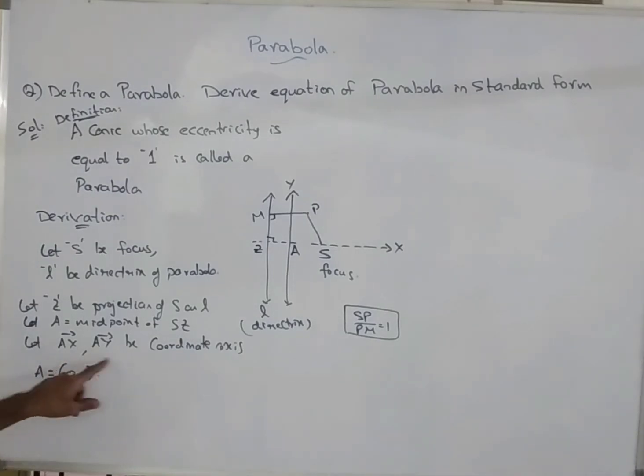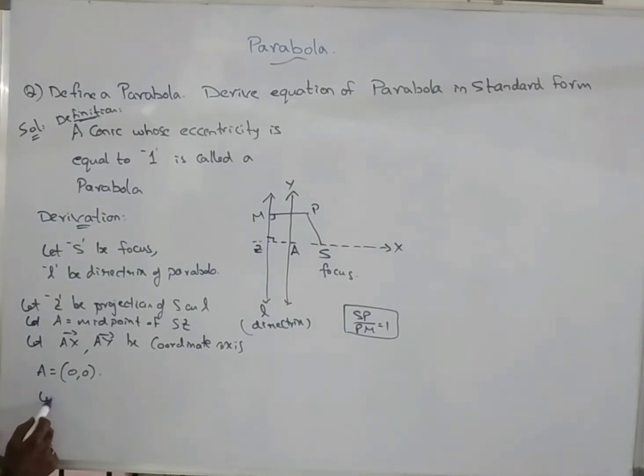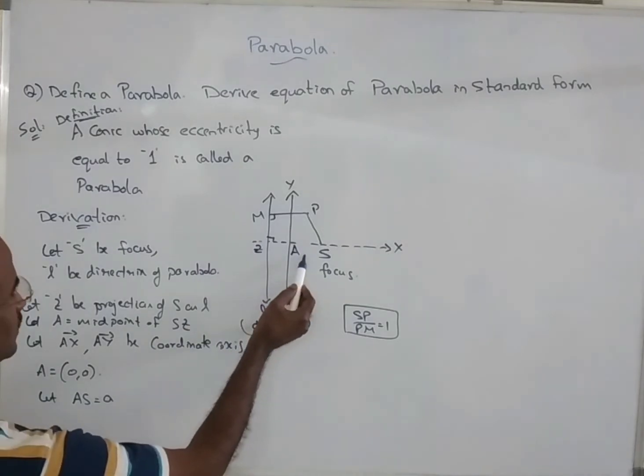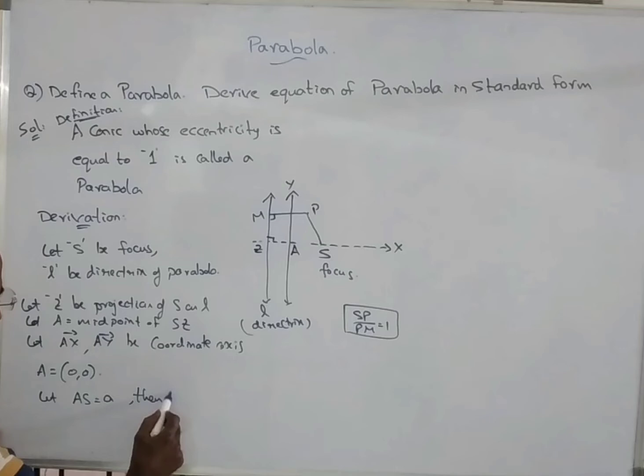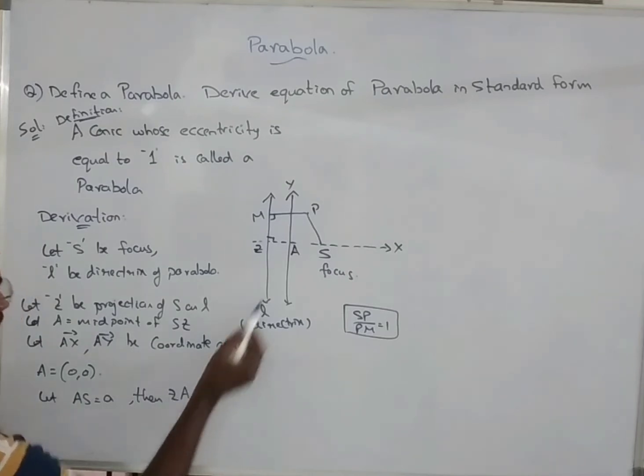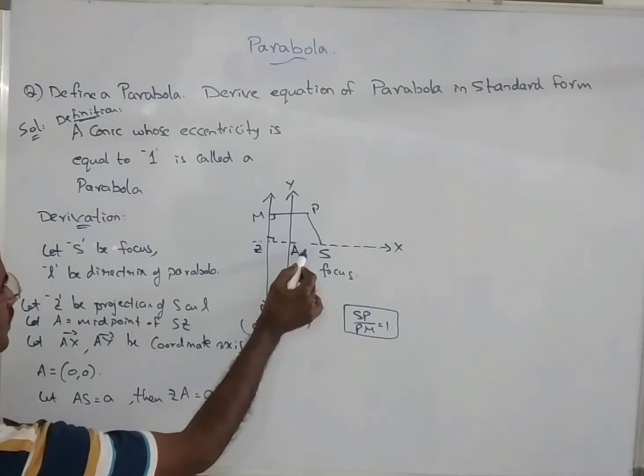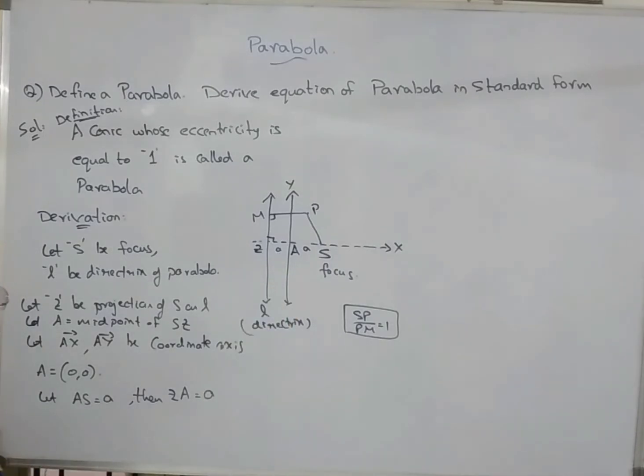Let AX be the coordinate axis. Then A will be the origin. Let us suppose the distance AS is equal to a, this particular distance. Then ZA also will be equal to a, isn't it? Because A is the midpoint of SZ. So this is a, this is a.